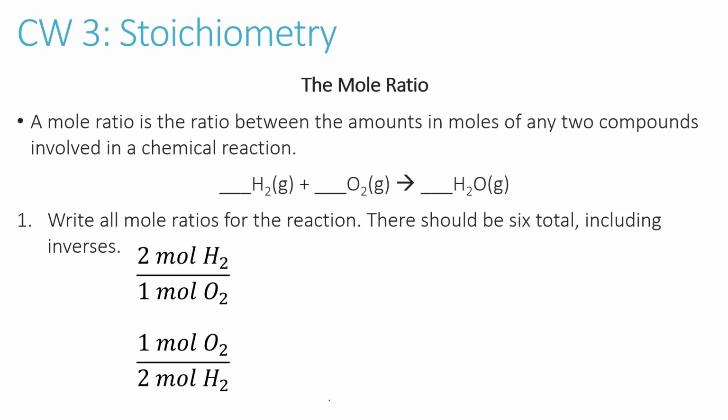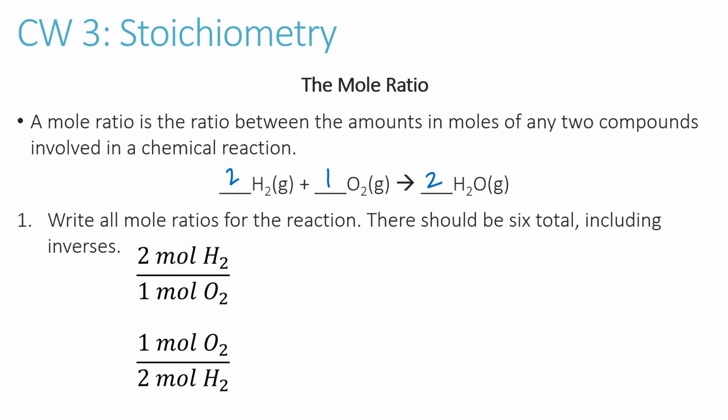So in order to do stoichiometry, we need to be able to write mole ratios. So a mole ratio is the ratio between the amounts in moles of any two compounds involved in a chemical reaction. So on the screen, we have the reaction of hydrogen and oxygen to produce water. And right now, this reaction isn't balanced. I've got 1 oxygen on this side and 2 on this side. So I'm going to put a 2 in front. That will give me 2 oxygens on both sides. But now I have 4 hydrogens, so I'm going to need to put a 2 there. And remember, we don't usually write 1s because they're redundant, but there's a 1 in front of that O2.